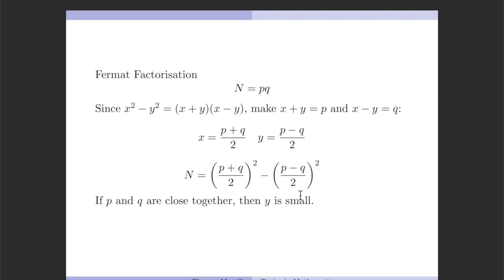And here's the key idea. If p and q are very close together, then y is going to be small, right? y is the difference of these two primes divided by 2. And if this is a small number, then that's going to make n easier to factor because it is almost a square number. So n will be this big square, ((p plus q) over 2) squared, minus some little thing. n is almost a square.